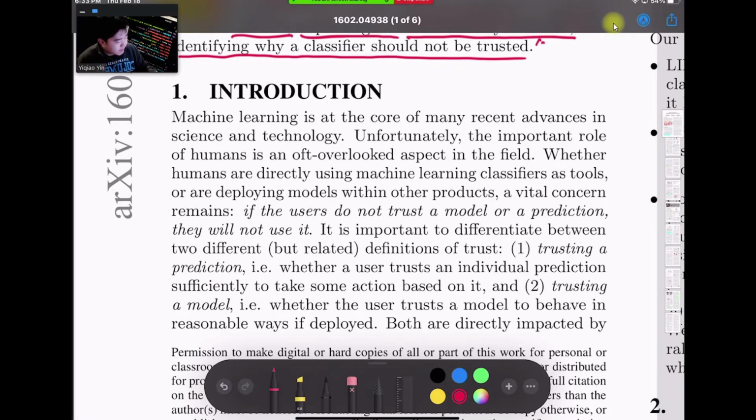"Machine learning is at the core of many recent advances in science and technology. Unfortunately, the important role of humans is an oft-overlooked aspect in the field." That's going to be the motivation.